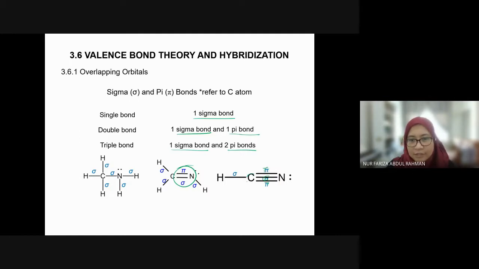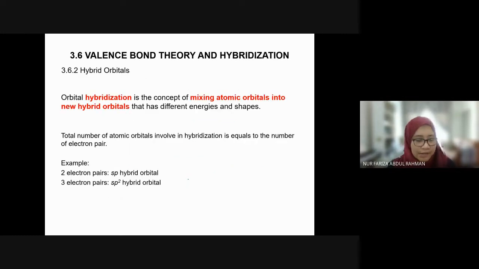Okay, so between carbon and hydrogen, we have a single bond, right? It will be sigma. So a single bond will be sigma. If we have a double bond, one is sigma, one is pi bond. Okay, triple bond, one is sigma, the other two will be pi bonds. Okay, alright.